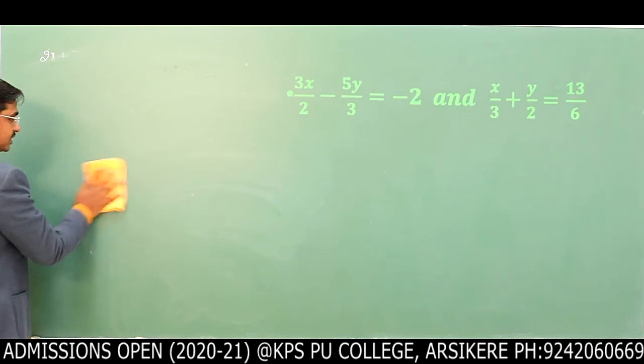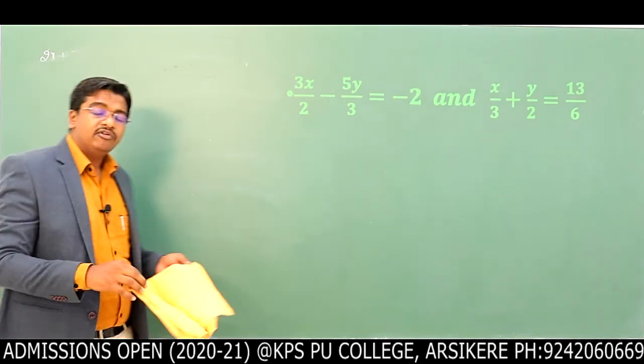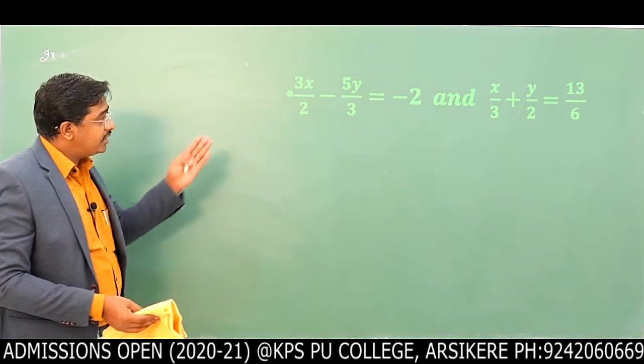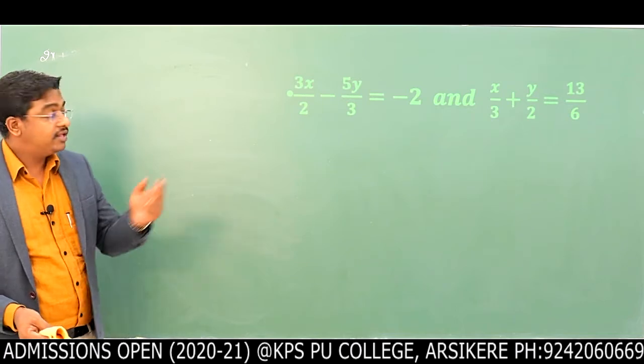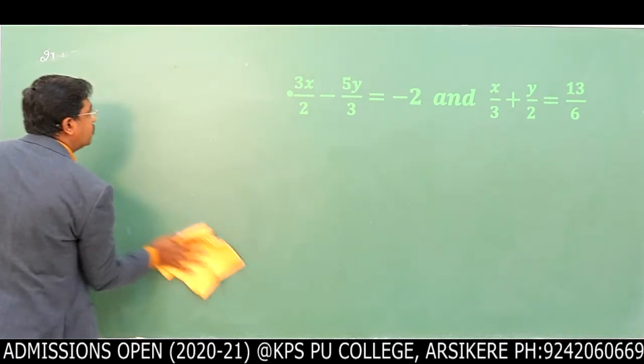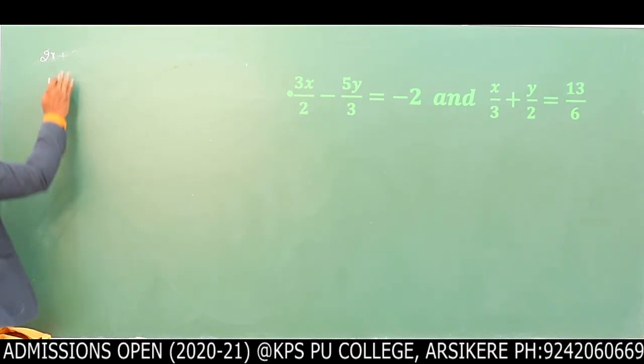Because in the previous classes, previous examples, we had the same thing here. The denominator was 1 in all the equations, but here we have different denominators. They are fractions. The coefficient of x is a fraction, 3 by 2, and the coefficient of y in the first equation is minus 5 by 3.